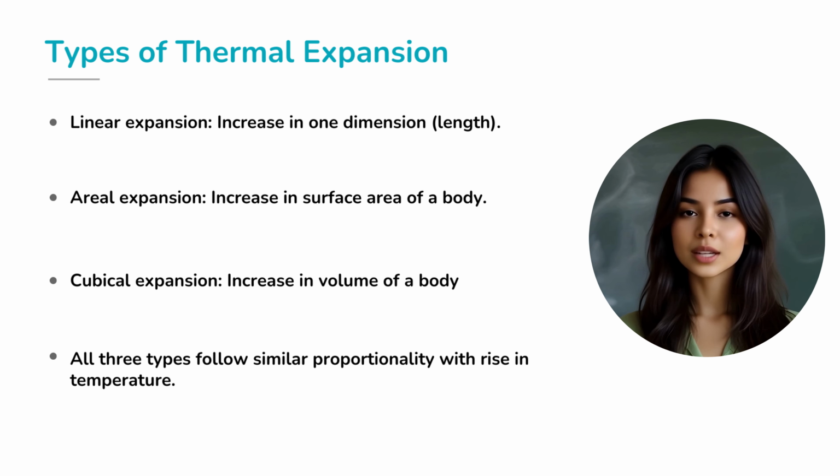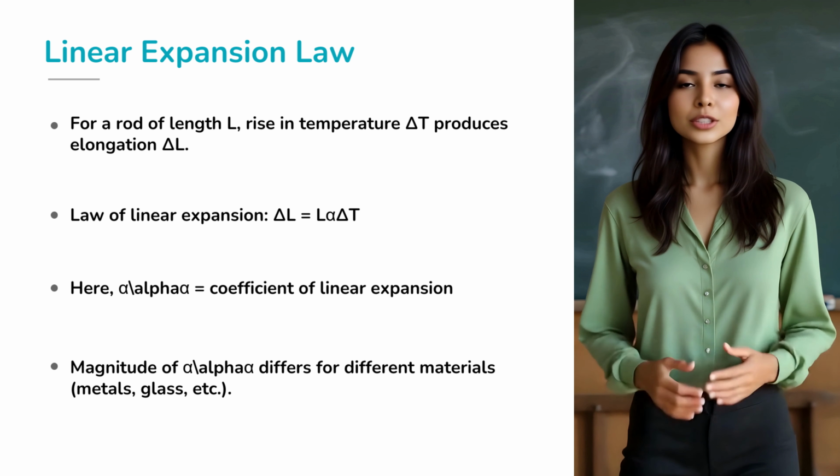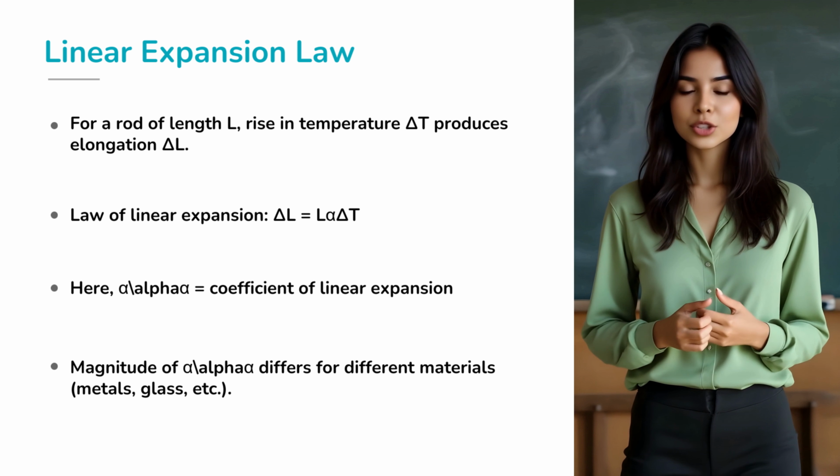As you'll see in the diagram, the rod stretches in one direction, the plate expands across two dimensions, and the cube increases in all three. So, thermal expansion is simply expansion in 1, 2, or 3 dimensions depending on the shape of the body. Let's now focus on the simplest case, linear expansion.